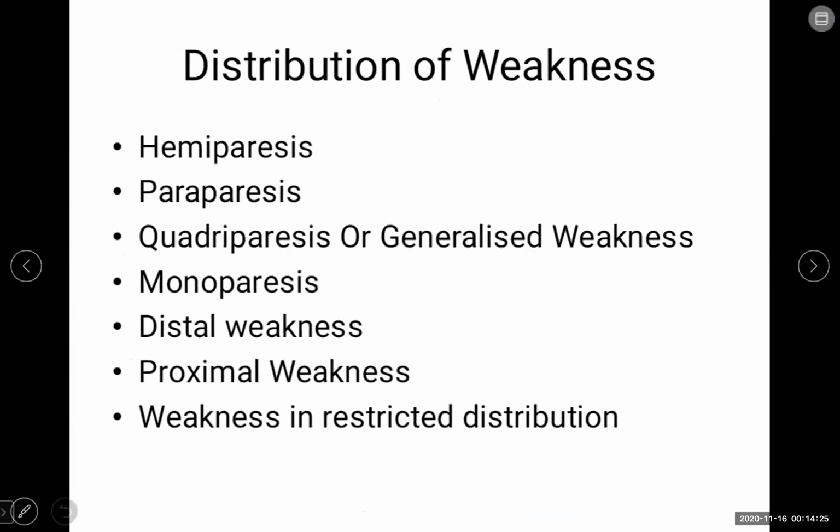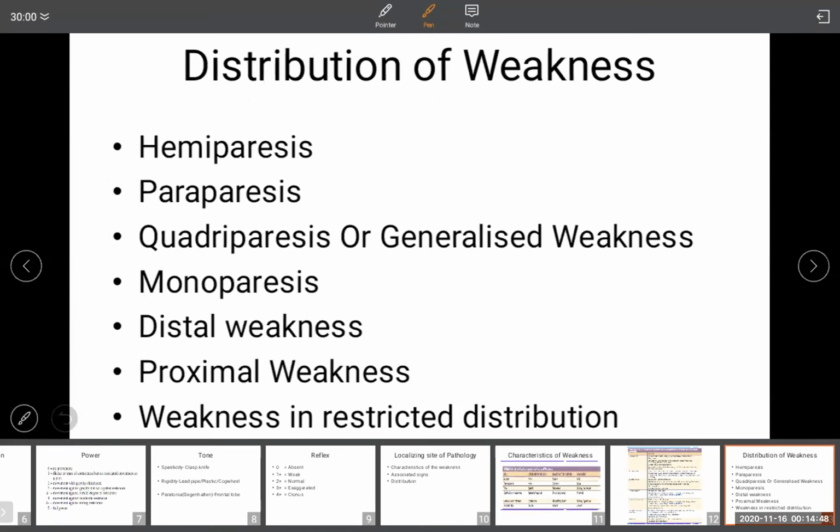Now, coming on to the third component. So basically, what we've seen so far is how to distinguish LMN from UMN. And once you do that, you tend to localize whether it's a cerebrum or a lower down involvement. And the third key component is distribution of weakness. So distribution of weakness could be hemiparesis. I'm sure everyone is familiar with these terms, so I'll just go through them quickly.